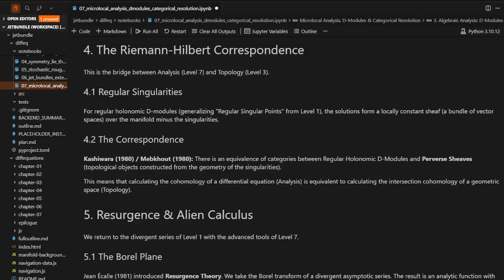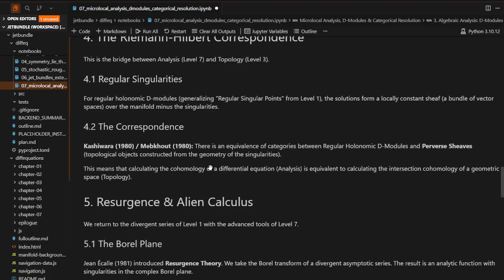So the translation of this, in a more intuitive sense, is that the analytic solutions, remember this is a differential equations video, so the analytic solutions of your partial differential equations are secretly the intersection cohomology of a geometric space. Okay, great. I'm glad that clears it up. So this basically just means that analysis is equal to topology in disguise. And that's what this is saying. And this is one of the deepest results in 20th century mathematics.